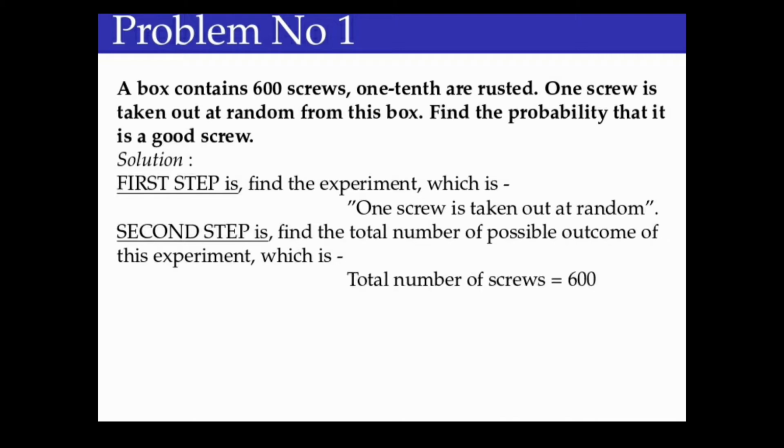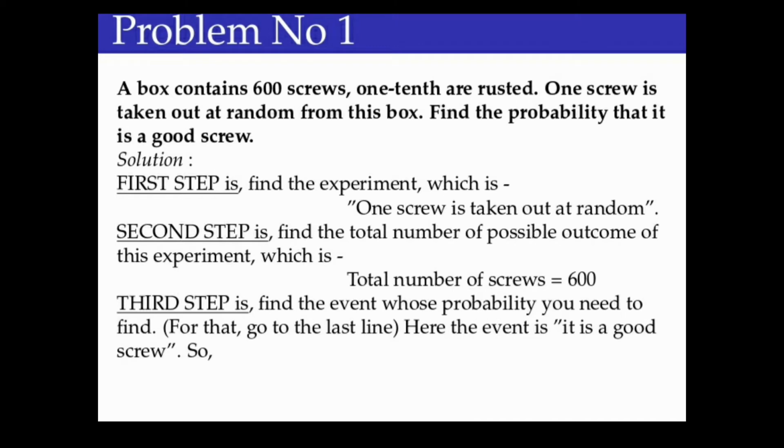Now the second step is you need to find out the total number of possible outcomes. So here it is nothing but the total number of screws, which is equal to 600, because whenever you are picking out one screw from the box, any screw among the 600 screws can be picked up. Now the third step is identify the event. For that you just look into the last line of the problem. The last line is: find the probability that it is a good screw. So the event E is it is a good screw.